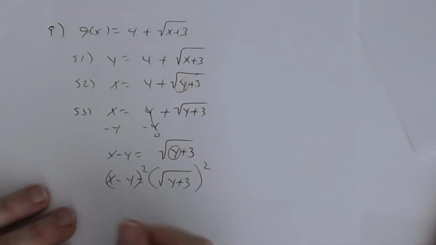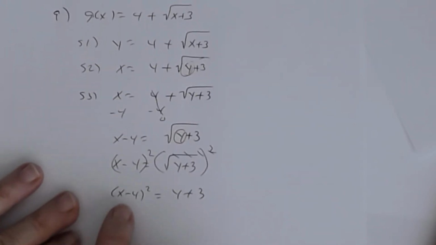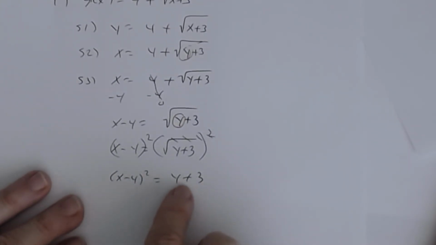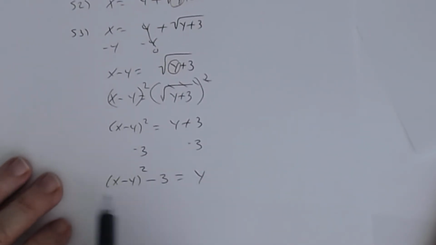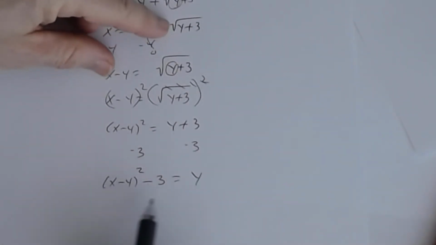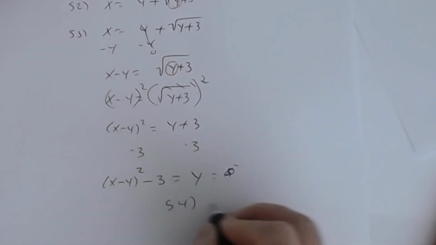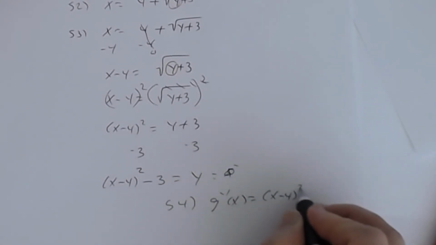And so you're going to get x minus 4 squared equal, the square and the square root undo each other, y plus 3. Now don't multiply this out. Leave it like this. Okay, leave it like this. All right, and then you're going to get y by itself, and finally you're going to subtract 3, and so you get x minus 4 squared minus 3 equal y. And notice that this is vertex form. Remember, that's vertex form. Leave it like that. Don't multiply it out. And there's your inverse. So we're going to say step 4, g inverse of x is going to be x minus 4 squared minus 3.